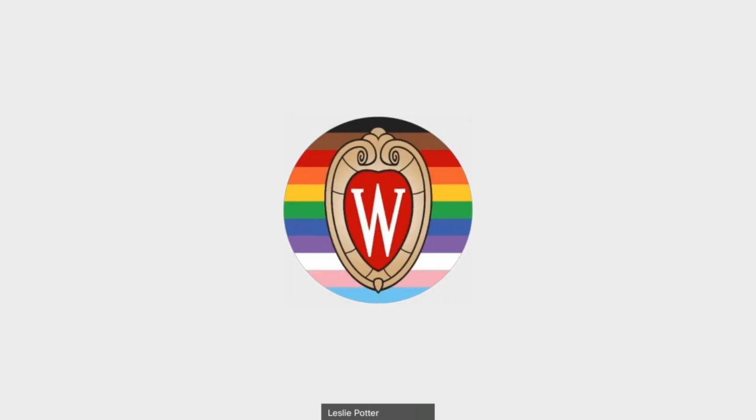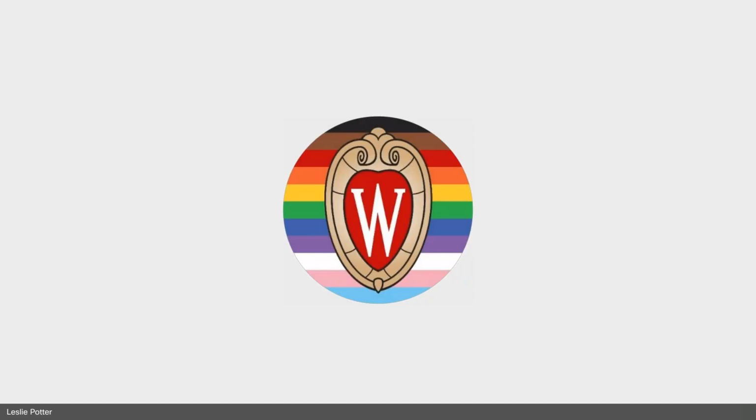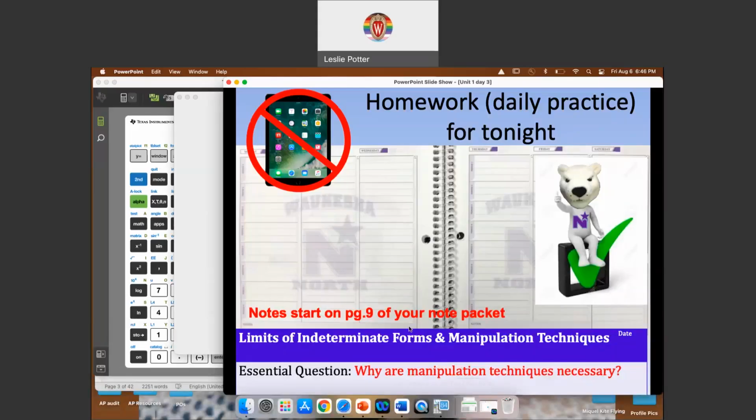All right, these are the notes for Unit 1, Day 3, and they start on page 9 of your packet. Yesterday we talked about tables and graphs, approximation or estimation, and plug and chug, direct substitution. Now we're looking at limits of indeterminate forms and manipulation techniques.